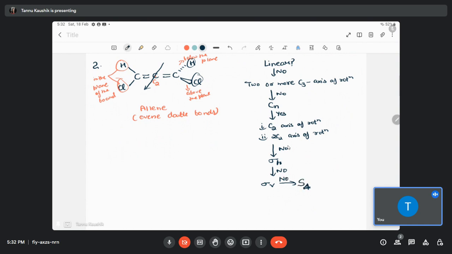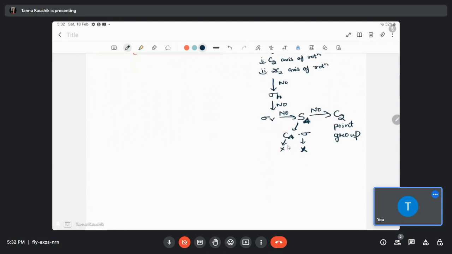Do we have an improper axis, that fourfold improper axis of rotation here? For that, we have to check, do we have a C4 axis of rotation and then a sigma plane. So neither do we have a fourfold axis of rotation in this molecule, nor any plane perpendicular to it. So the S4 improper axis of rotation is not present. So we have only C2 point group. So at the end we find out that the molecule comes under C2 point group.